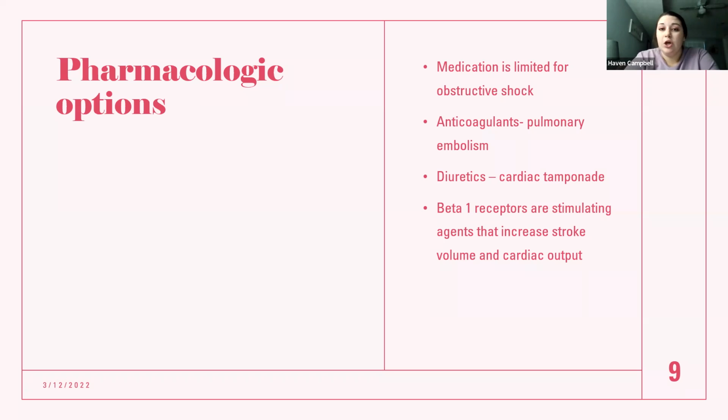So some pharmacologic options. Medication is limited for obstructive shock given our three main causes. There's not a lot of medications for them, but there are some, like an anticoagulant you normally want to give to someone with a PE. Diuretics for cardiac tamponade to help drain the rest of that fluid off. And beta-1 agonists, these are stimulating agents that increase stroke volume and cardiac output. You would normally give this to someone who is experiencing cardiac tamponade to help the contractility of the heart.